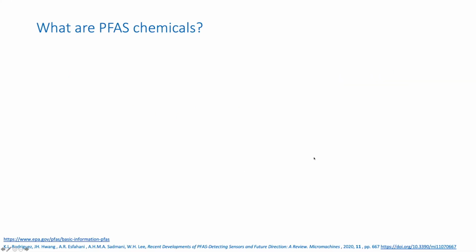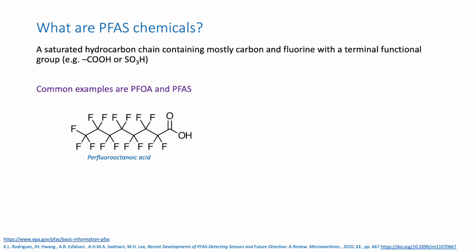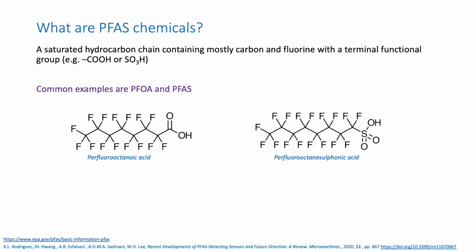What are PFAS chemicals? PFAS is an abbreviation of per- and polyfluoroalkyl substances. They are highly fluorinated aliphatic substances, and they have a terminal functional group such as a carboxylic group or SO3H. Some examples are PFOA and PFOS. PFOA is perfluorooctanoic acid and PFOS is perfluorooctane sulfonic acid.